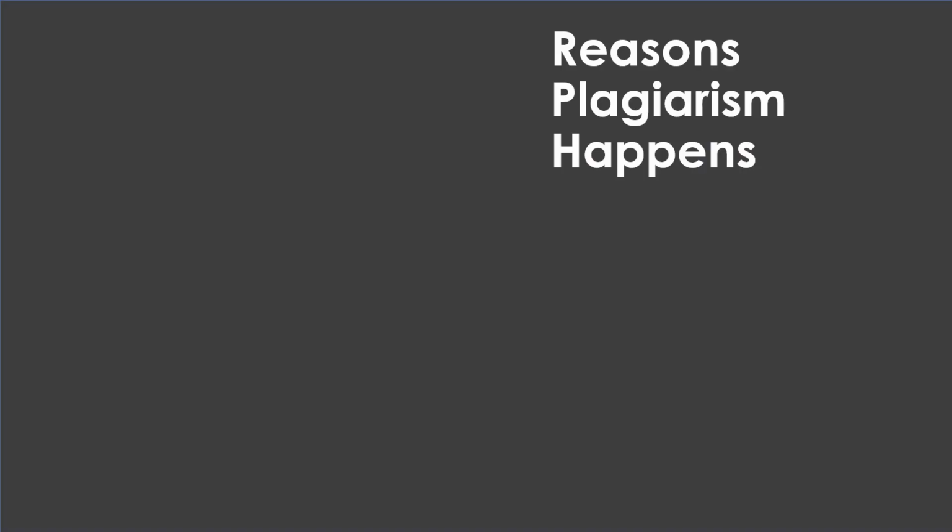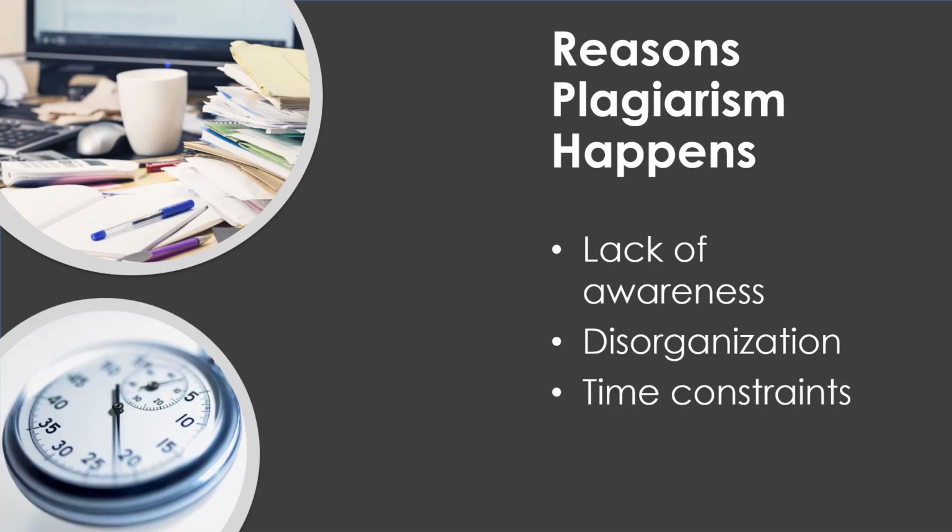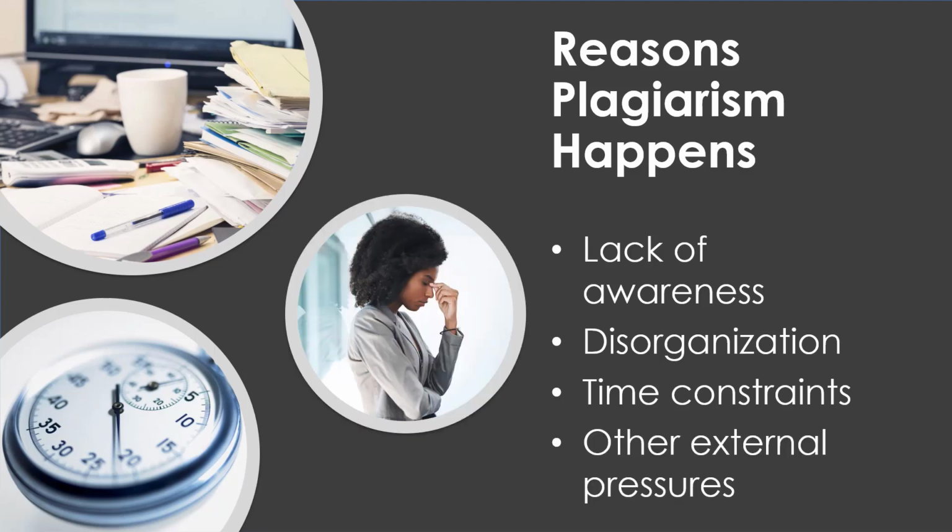There are several reasons why plagiarism happens. The most common are lack of awareness about the various types of plagiarism, disorganization with aspects of the research and writing process, such as note-taking, organizing sources, and maintaining drafts of the paper or project. Time constraints, due to lack of planning or unexpected circumstances causing rushing to complete a paper or project. Other external pressures. We don't live our academic lives in a bubble, and other aspects of our lives can influence our ability to focus and create quality work.